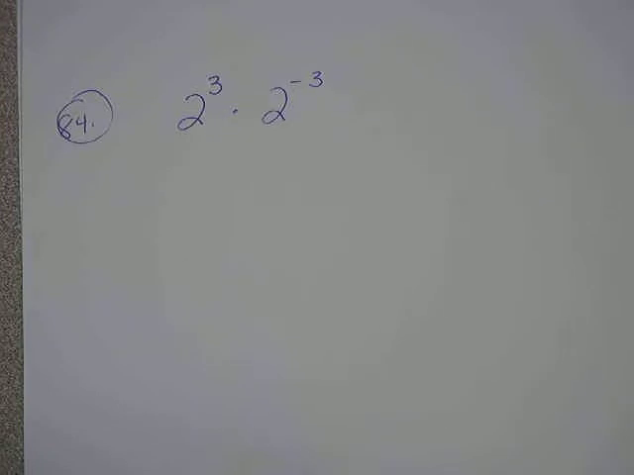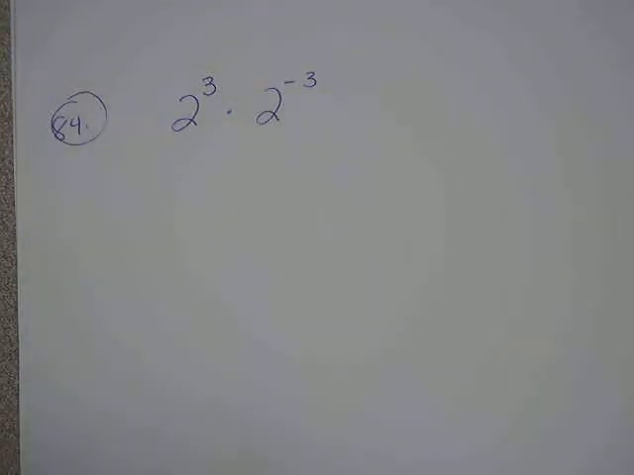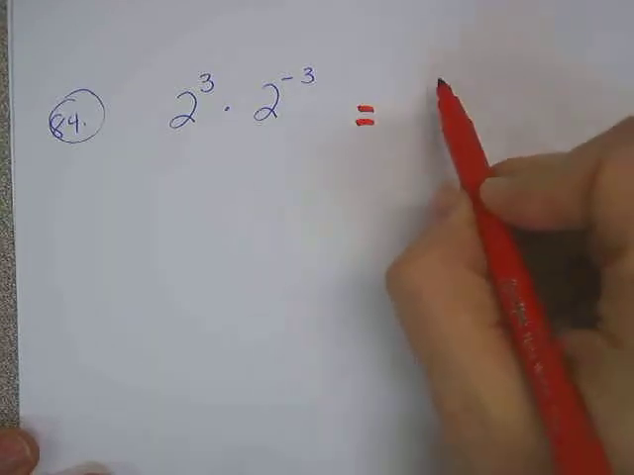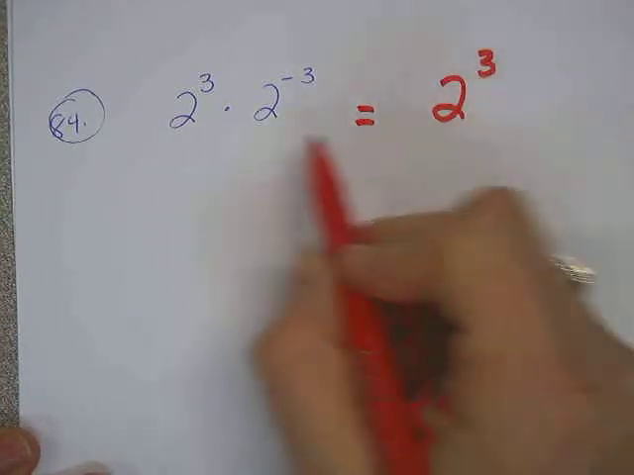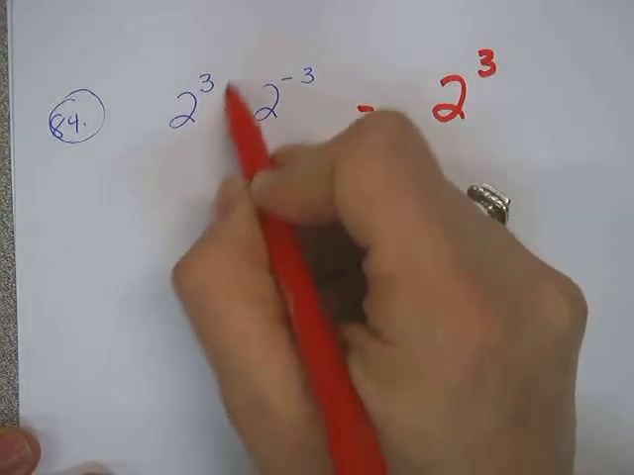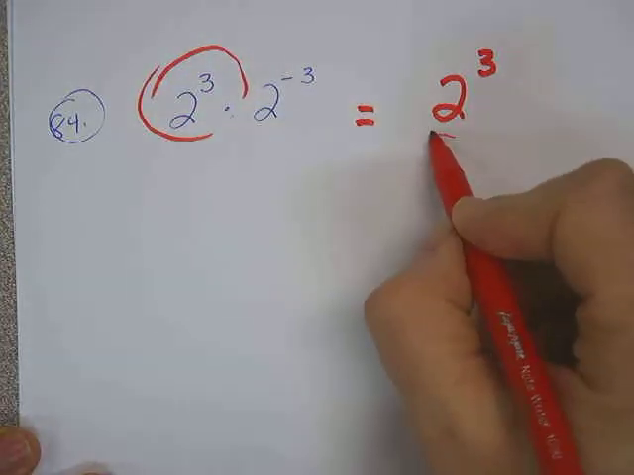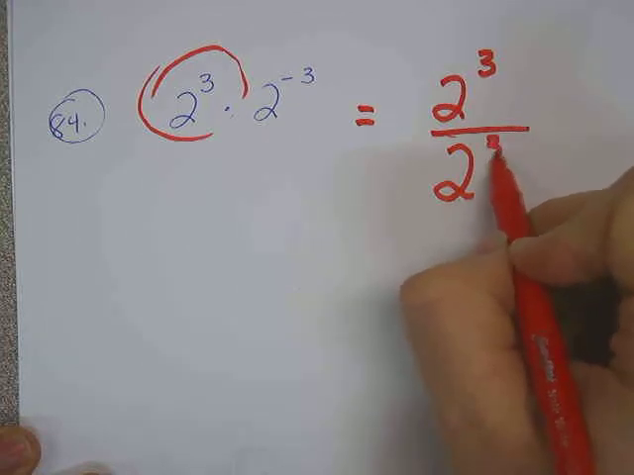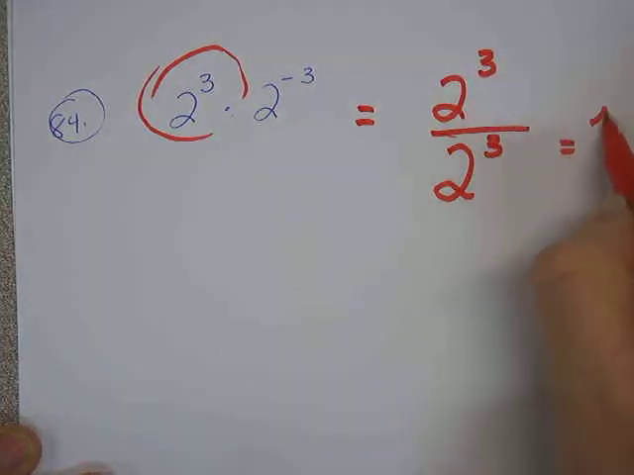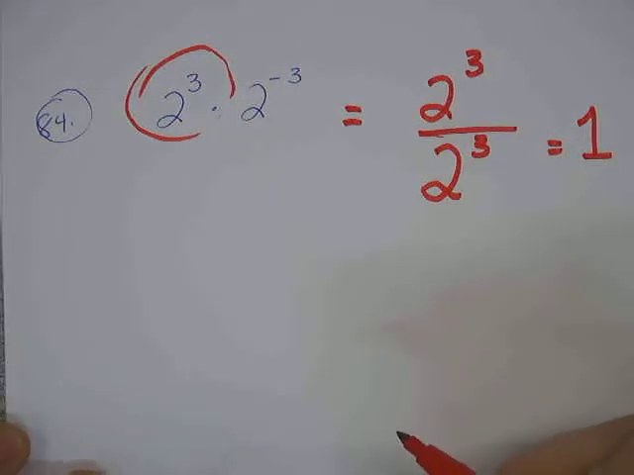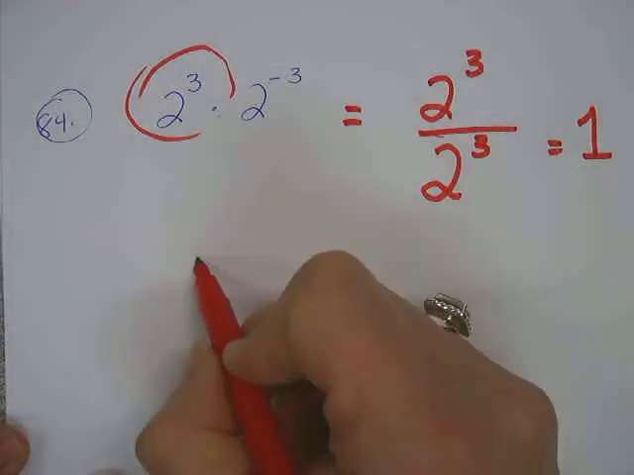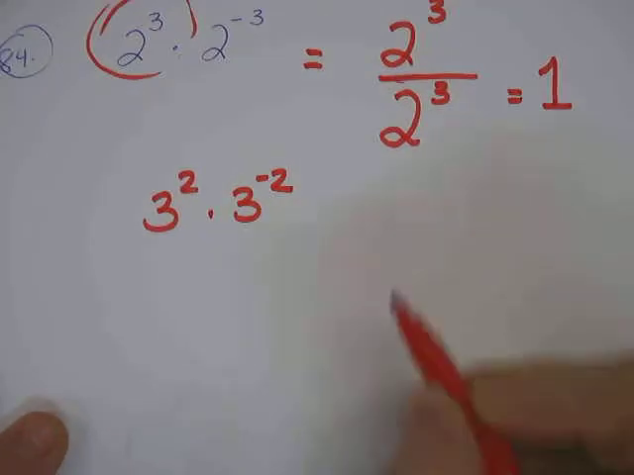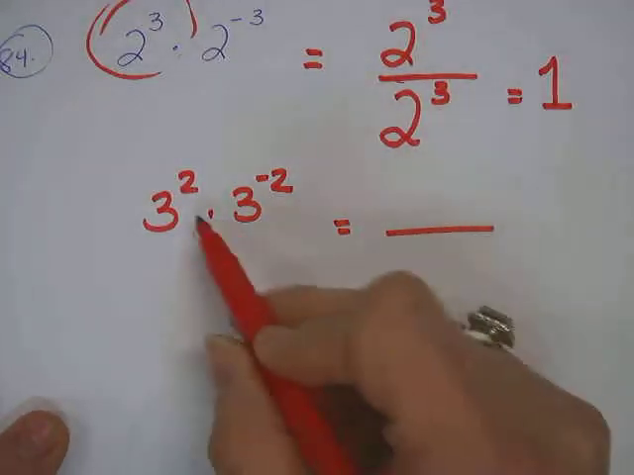Looking ahead, I think the other problem somebody asked for was problem 84. It says, find the value of 2 cubed times 2 to the negative 3rd. So using what we did before, the expression 2 cubed is positive, it's already upstairs, it's good, but 2 to the negative 3rd power has to go to the basement. And now we know that anything divided by itself is 1, so that equals 1.